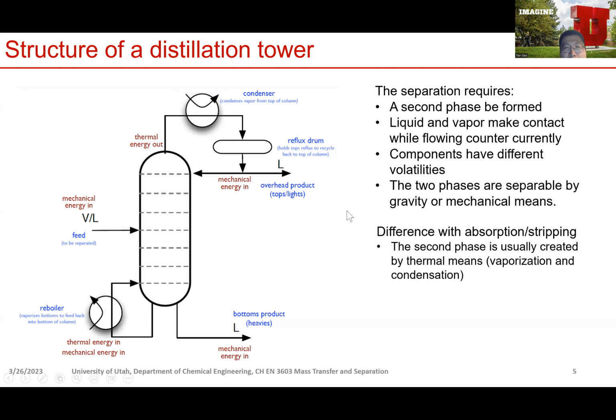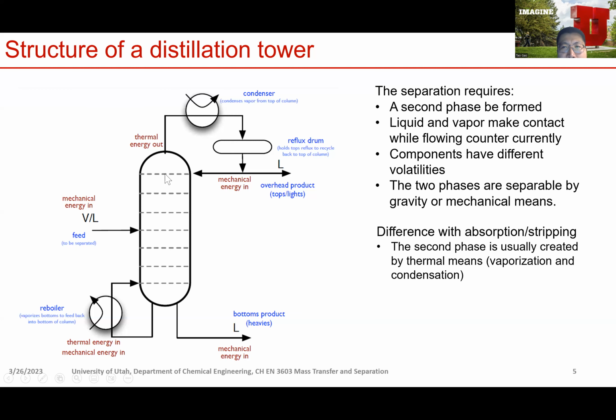So in the distillation column, the separation requires several conditions. First of all, we need to have a second phase, right? If you have a mixture, then you already have two phases. But if you have a single phase, for example, if you have a vapor, then you need to produce a liquid. If you have a liquid, then you need to produce a vapor, okay?